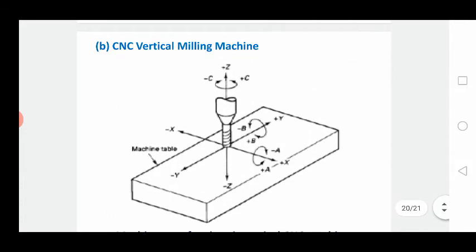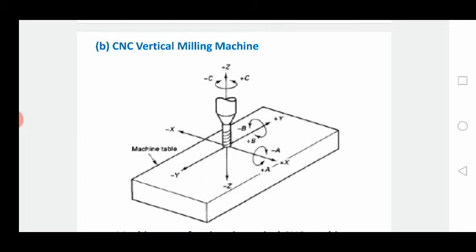When we have a CNC vertical milling machine, it changes again. Along the spindle, the up and down movement will be in the z axis, that is to move up we have z plus, to move down we have z minus. Then to move front and back we have the x axis, to come front x plus, to move back x minus, and to move sideways we have the y axis.